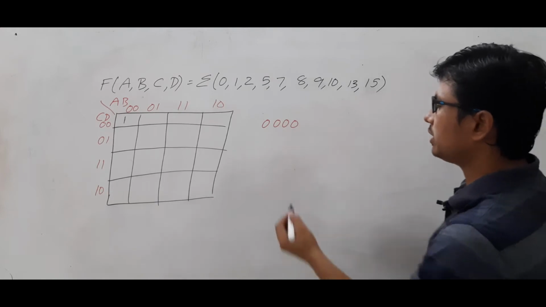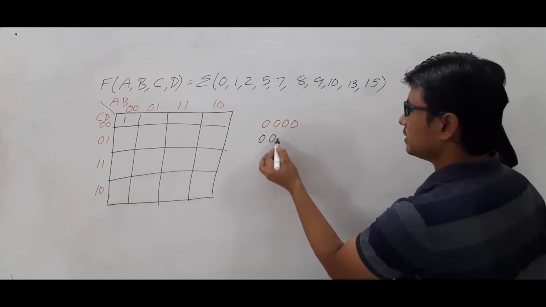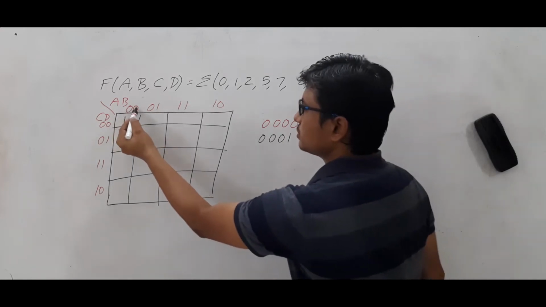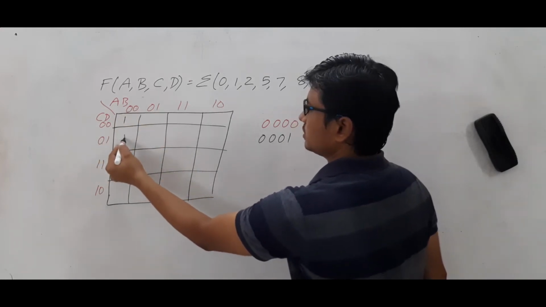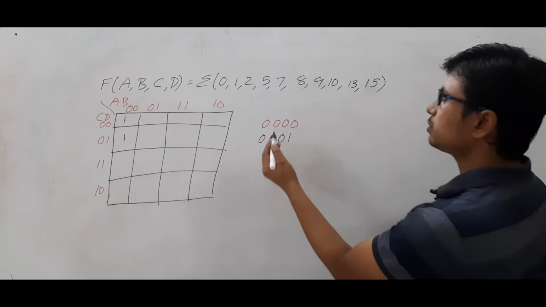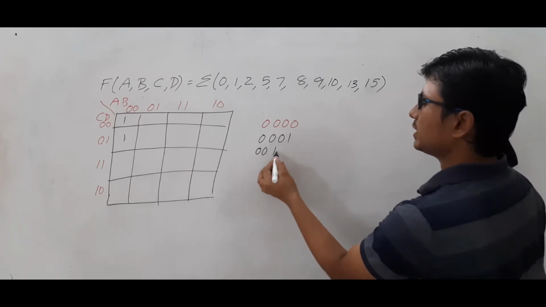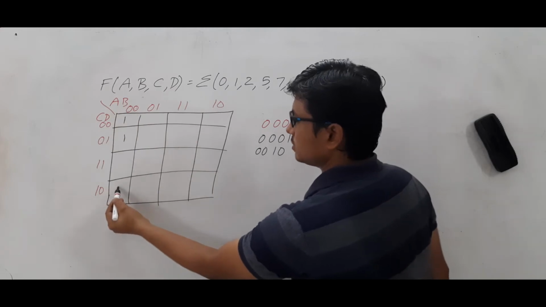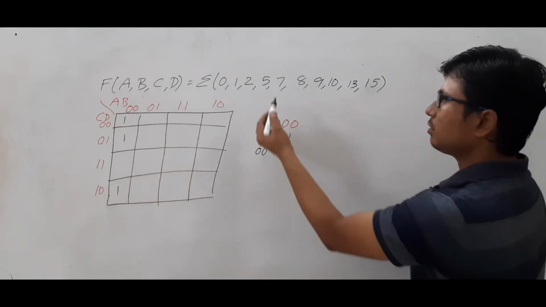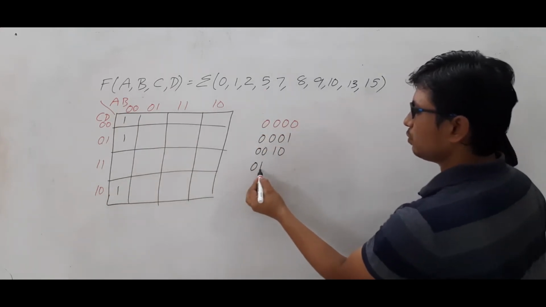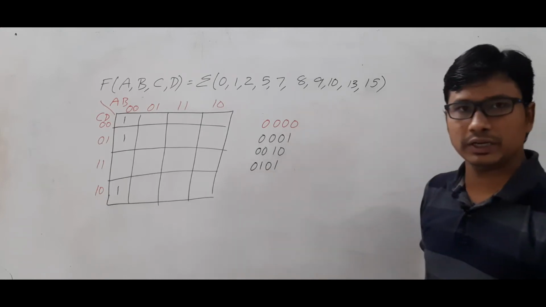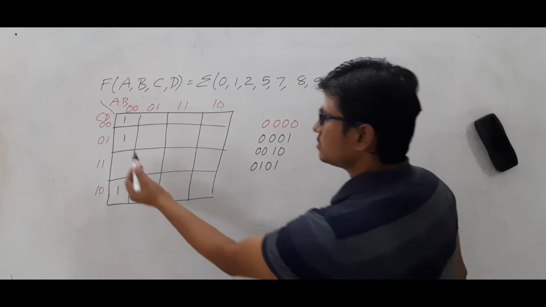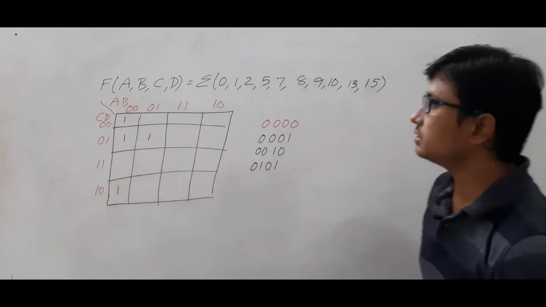Next, 1. If you convert 1 into a binary number, it is 0 0 0 1. What is the place? 0 0 0 1, so this is the location. Now 2, which is 0 0 1 0. So 0 0 1 0, this is the location. Now 5, which is 0 1 0 1. Will you agree with me or not? So 0 1 0 1, this is the position.